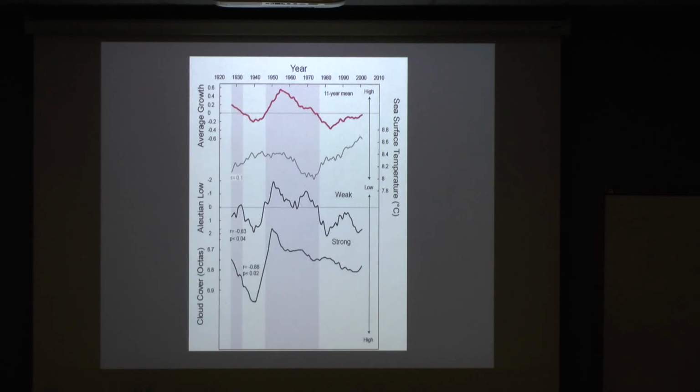We also looked at cloud cover, which is, again, related to the Aleutian low. And even the Aleutian low and cloud cover is not a perfect agreement, but between the two of them, we can pretty well explain the growth rate measurements that we were able to see in the algae.